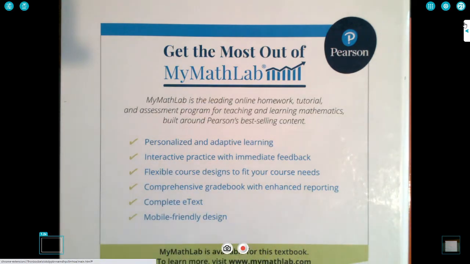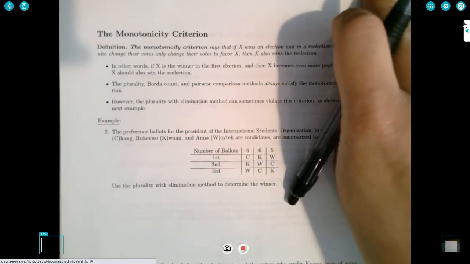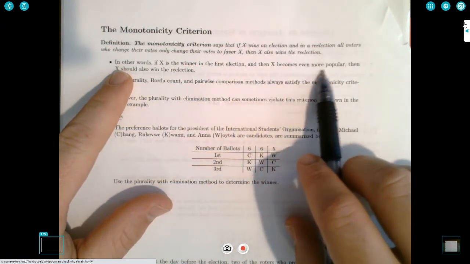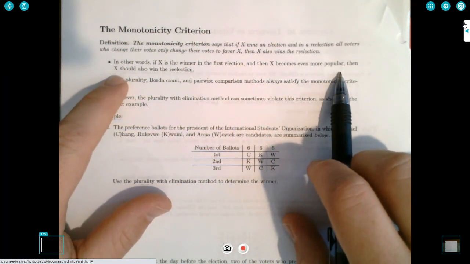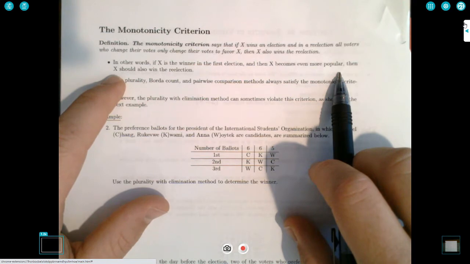Let's talk next about the monotonicity criterion. This one is a little bit strange to wrap your brain around at first, but hopefully it'll make some sense to you. So the monotonicity criterion says that if X wins an election, and in a re-election all voters who change their votes only change their votes to favor X, then X also wins the re-election. So, in other words, if X is the winner in the first election, and then X becomes even more popular, then X should also win the re-election. Okay? So that seems like a pretty common sense thing, right? If you won an election and then you become more popular, you should definitely win the re-election then, right?